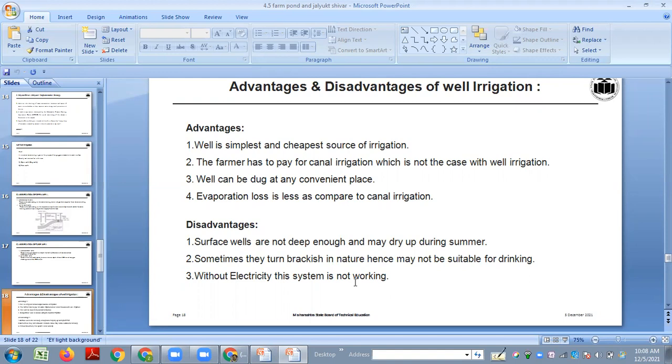Okay, some silt or you can say क्षारयुक्त पाणी आपण म्हणतो, त्यामध्ये पिण्यासाठी योग्य नसतं. So sometimes it will happen. Okay, then without electricity this system is not working. Okay, so pump is required to lift this water from the wells, or we can say bore wells. Okay, so electricity must be required for this type of irrigation, that is well or bore well. Okay, so these are some disadvantages of this particular irrigation system, that is well.